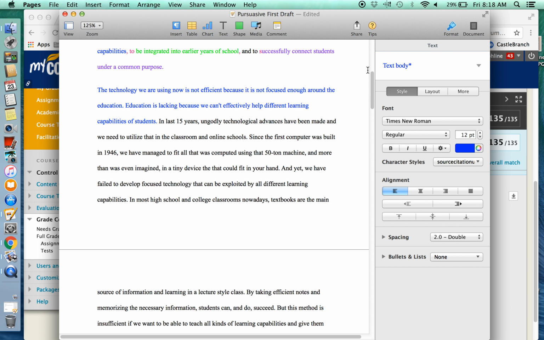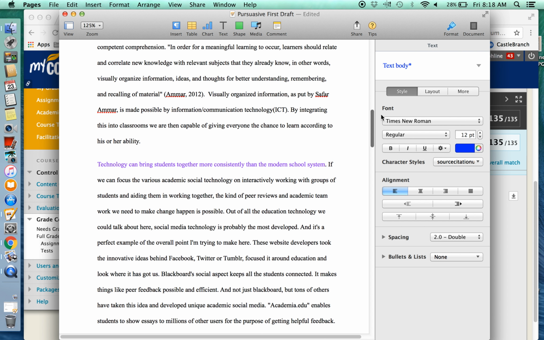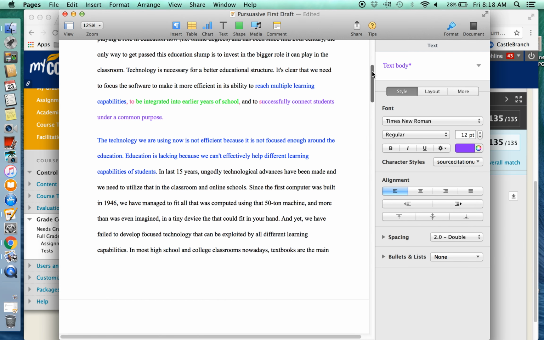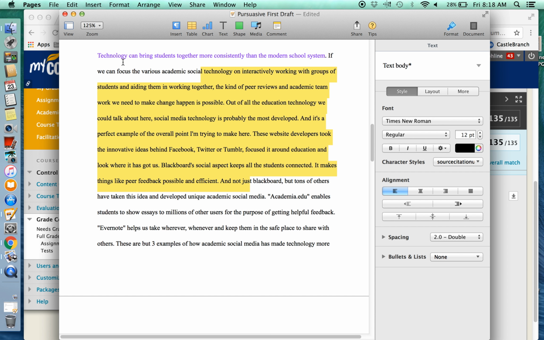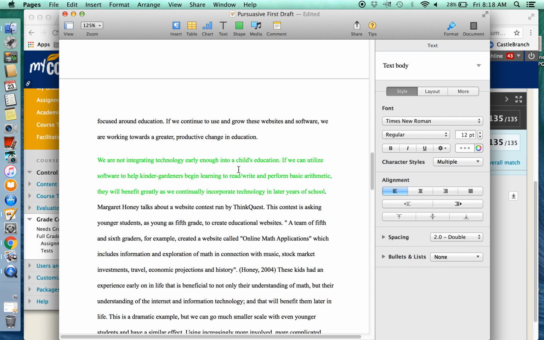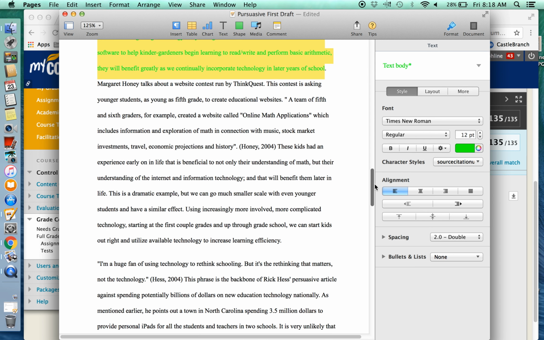Then we'll look up here. I have my purple, and there's my purple point. Technology can bring students together more consistently than the modern school system. Is that one of my points up here? Yep, it is. Successfully connect students under a common purpose. And then again, all the information in this paragraph can be tied directly back to this topic sentence. And then he does that again with the third point. So topic sentence, and then information that proves this topic sentence.